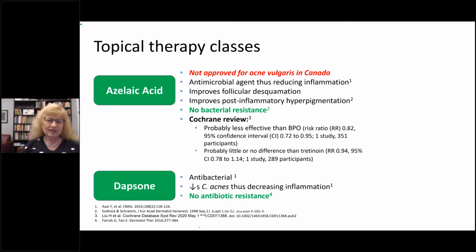And finally, we have dapsone, which is antibacterial, but we don't have C. acnes resistance to dapsone. So it decreases C. acnes, thereby decreasing inflammation.